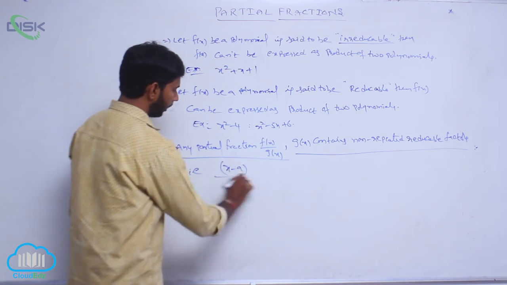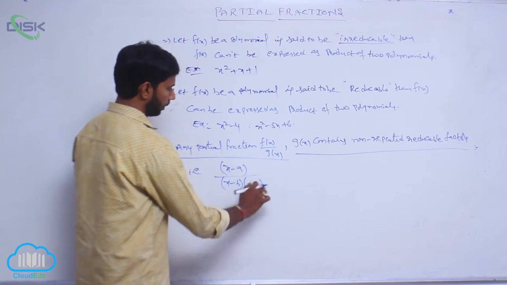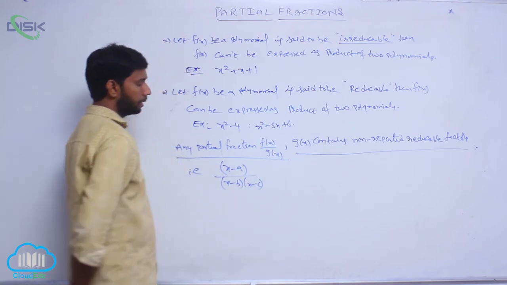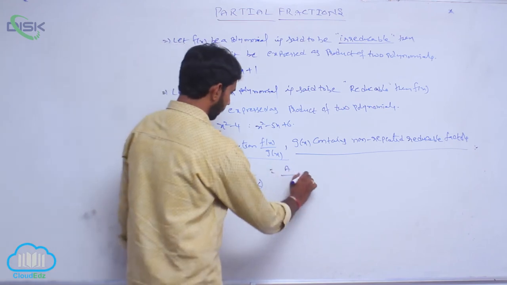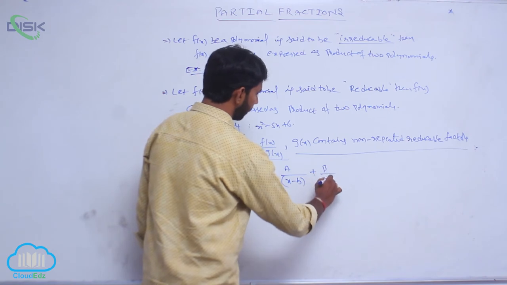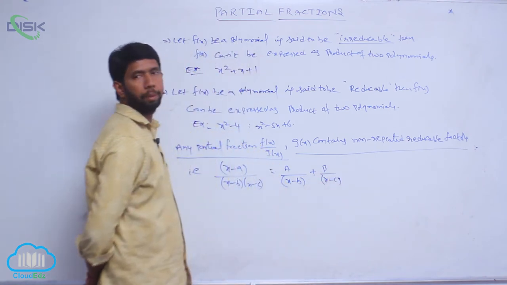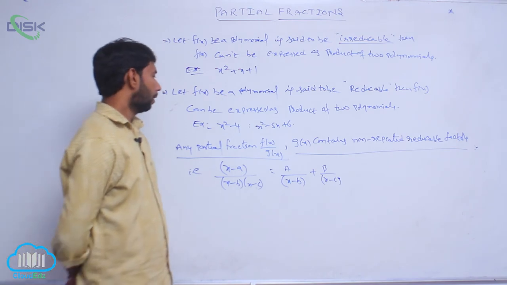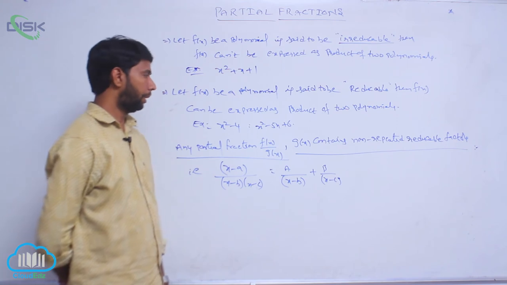some x minus a by x minus b into x minus c. From x minus a by x minus b and x minus c, it can be written as capital A by x minus b plus capital B by x minus c. After taking the LCM, we can find the values of capital A and capital B.